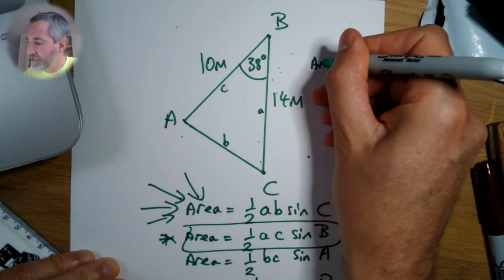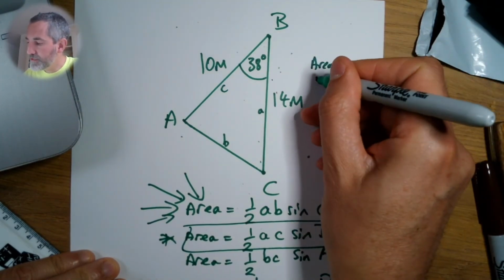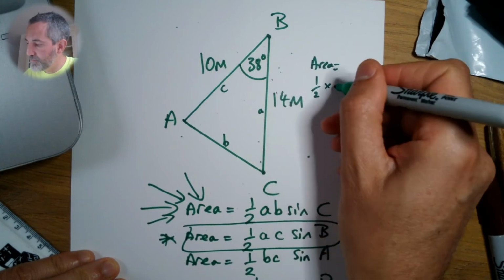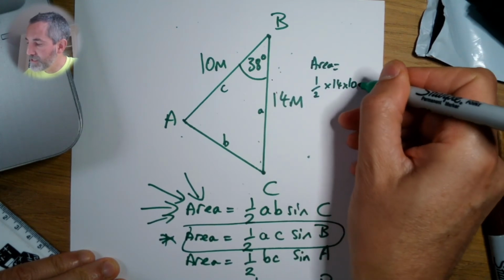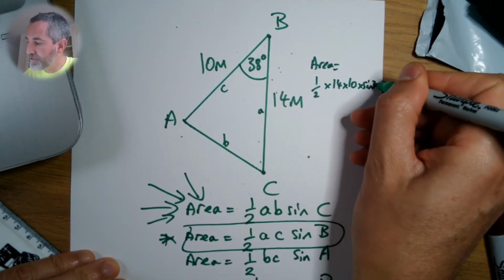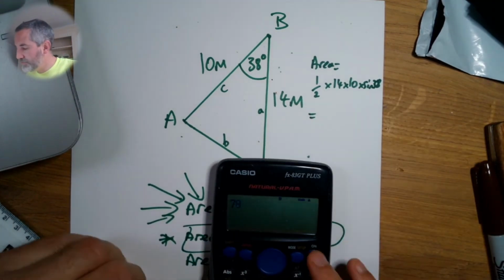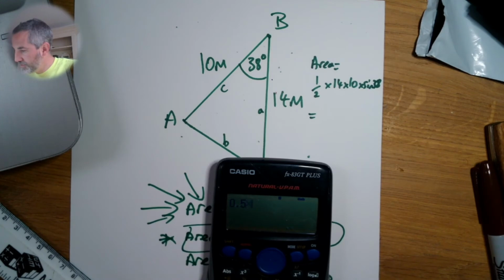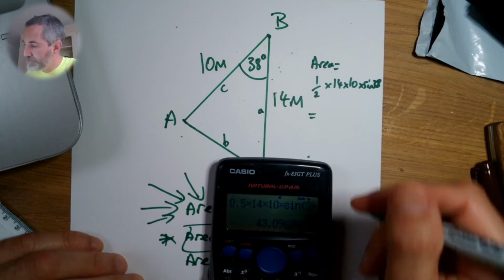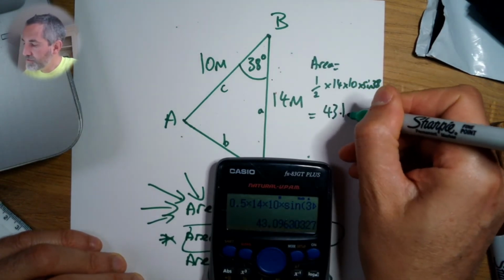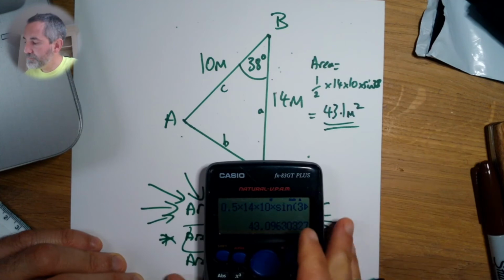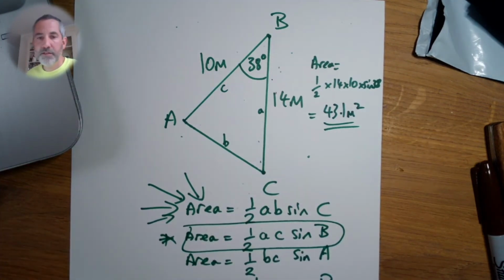So the area equals, I'm going to have to write it underneath, 1/2 times by 14 times by 10 times by sine of 38. I'm squeezing that in a little bit there, boys. 0.5 times by 14 times by 10 times by sine 38. And it's 43.1 meters squared. Okay, so there we go.